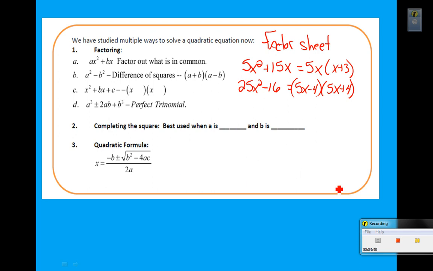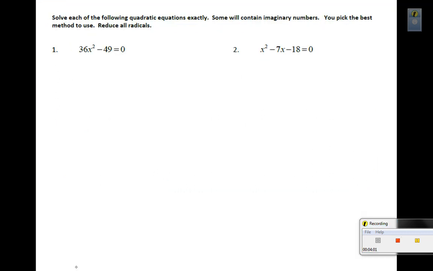Now sometimes we're going to use completing the square. Completing the square is a very, very good method to use, but it's best to use it when the value of a is 1, so there's a 1 in front of the x squared, and the b value is even. And I'll review one of those with you here in a second. But otherwise, boom, we're going to go with the quadratic formula. The quadratic formula will solve every problem, but it's a slow way sometimes. So follow along with me on your sheet here.